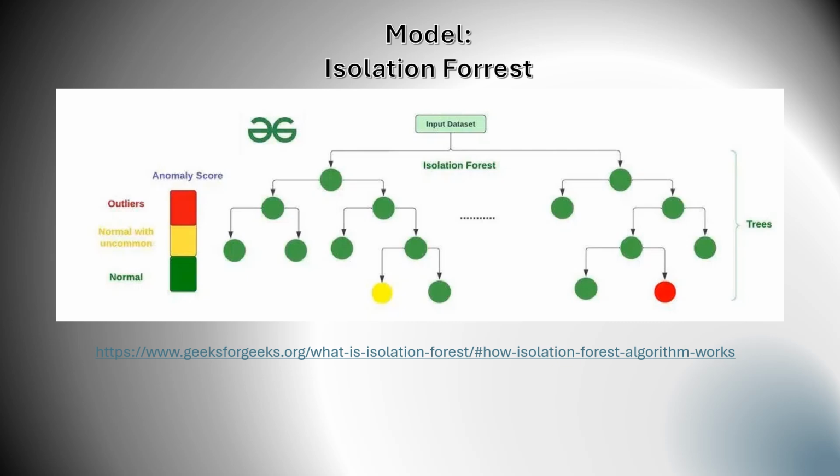How does isolation forest work? It randomly selects a feature and a split value. It partitions the data until individual points are isolated. The number of splits, or the depth of the tree needed to isolate a point, is measured, and anomalies are isolated with shorter paths or fewer splits.